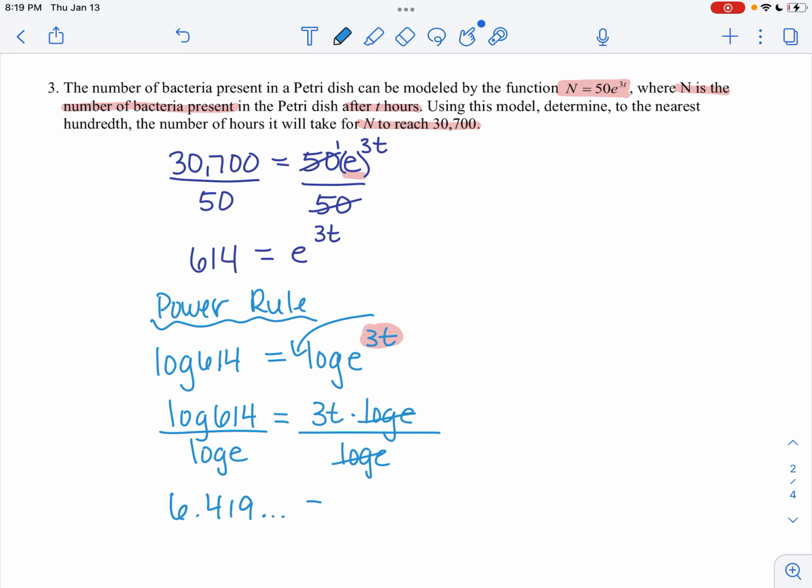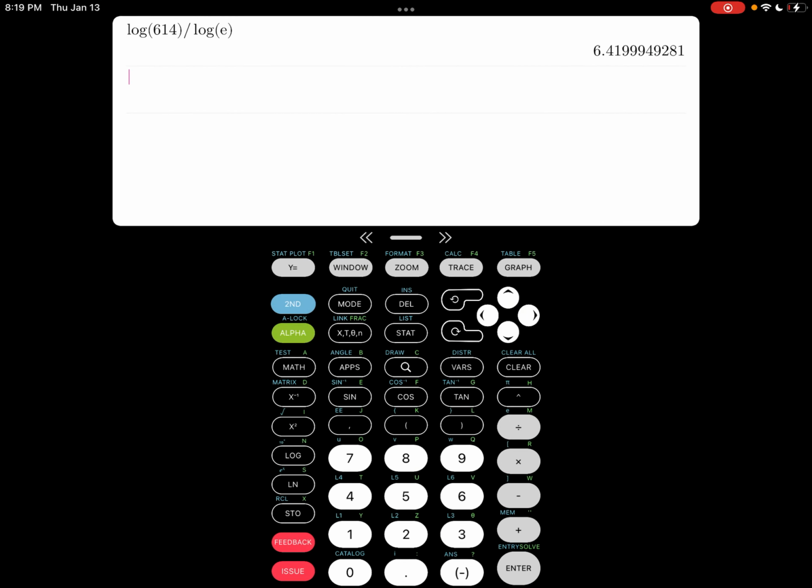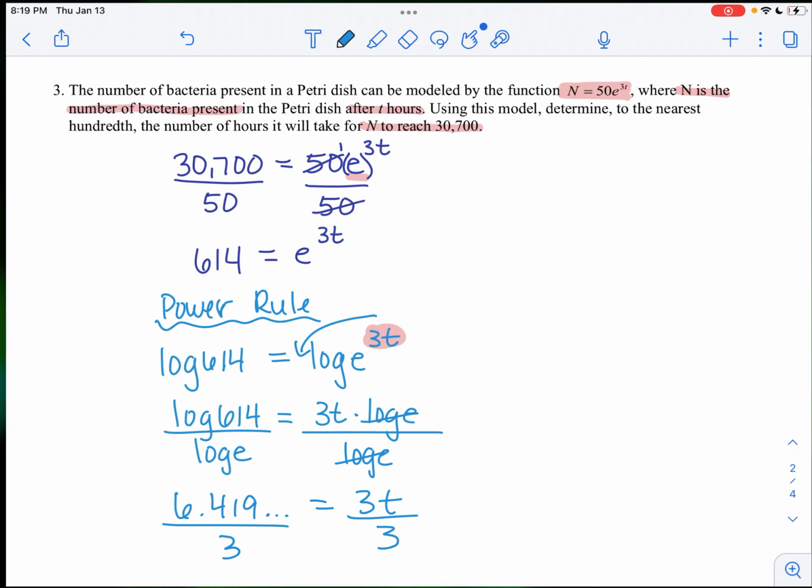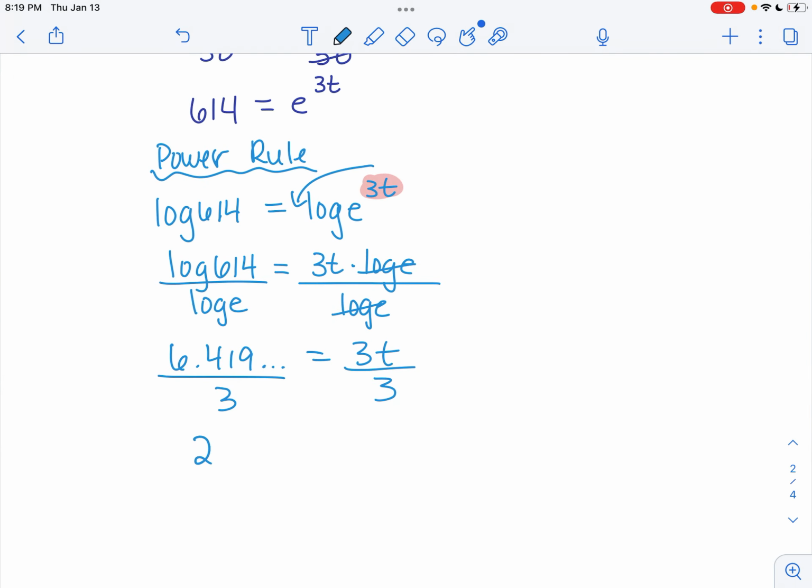Again, I'm not rounding. And then I do need to divide by 3. I get 2.1399. And this asks us to round to the nearest hundredth of an hour, so 2.14 hours.